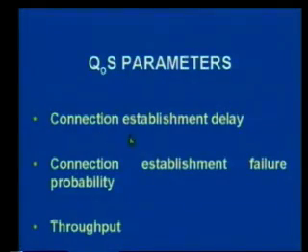And if other layers are not very reliable, then it is the responsibility of the transport layer to provide better services. Now, what are the parameters? These parameters are very important when you want to design a transport layer. One is called connection establishment delay, then connection establishment failure probability, and throughput.